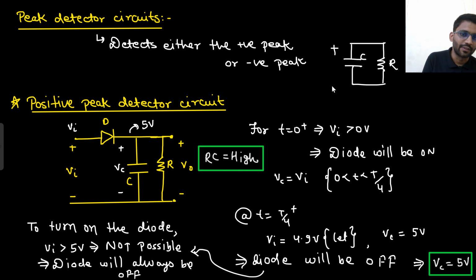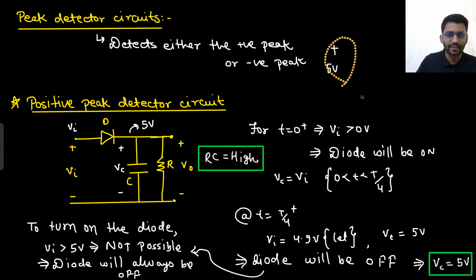The capacitor is charged to 5 volt. The input side is gone. Diode is off, so they will say that, sir, the capacitor can discharge. But I have given that RC value is very large. Since RC value is very large, the capacitor will not discharge. It will just remain at 5 volt only, because RC value is very, very large. Are you getting this point?